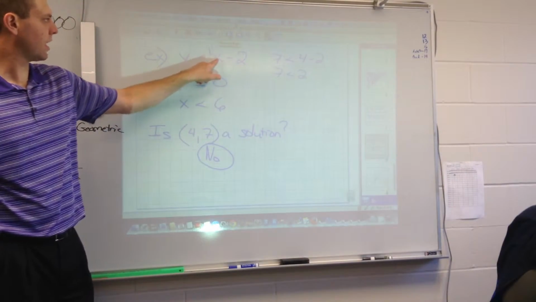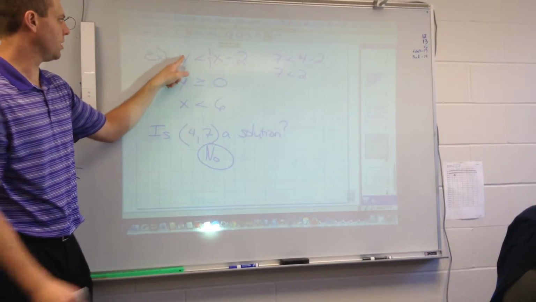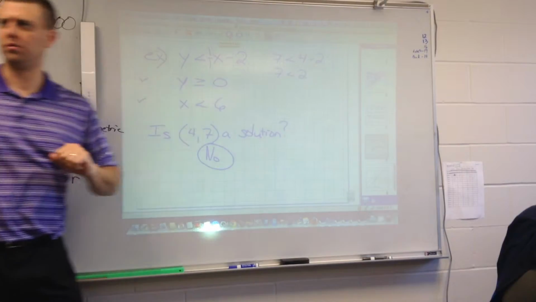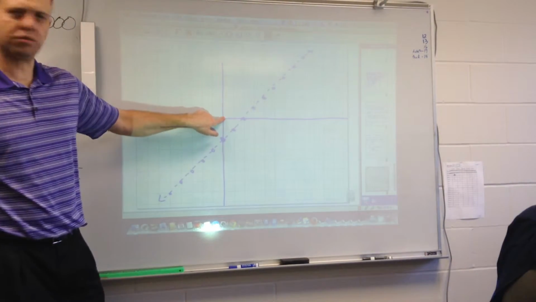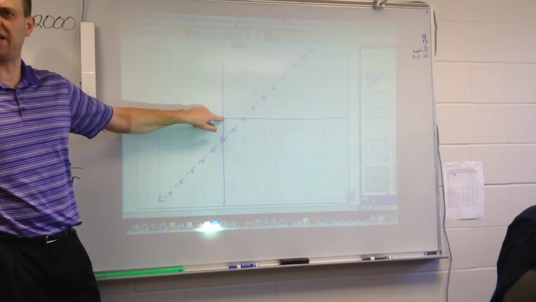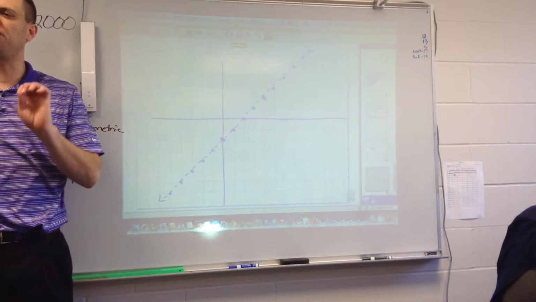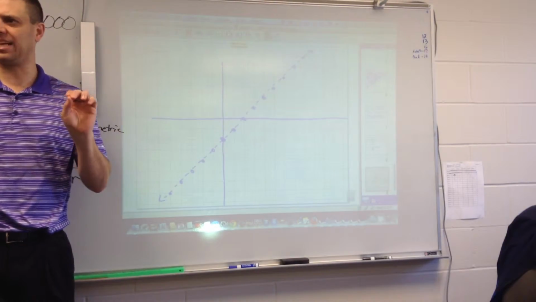Y is less than x minus 2. We're substituting in 0, 0. So is 0 less than 0 minus 2? No. So therefore, 0, 0 doesn't work. So which side of this line would we shade? The bottom side, down here.